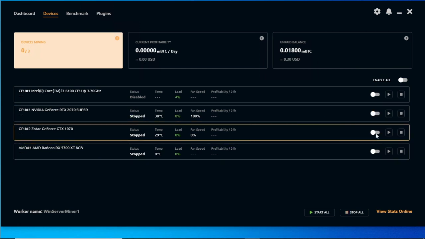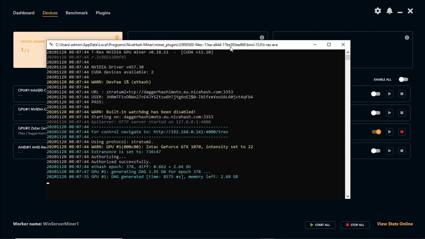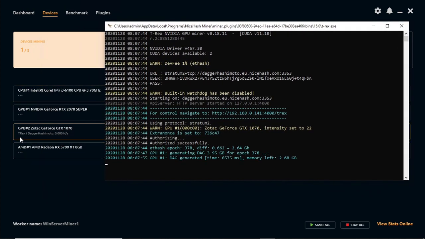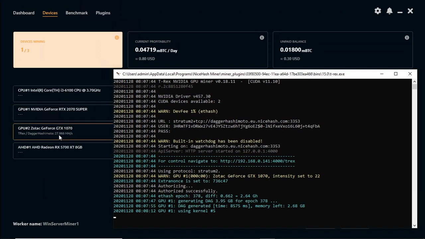Okay, let's take a look at the GTX 1070 and see what it generates per day. As we can see, it's using T-Rex and it's mining Ethereum with the Dagger Hashimoto algorithm. It's mining at 28 mega hash per second, generating about 80 cents USD.